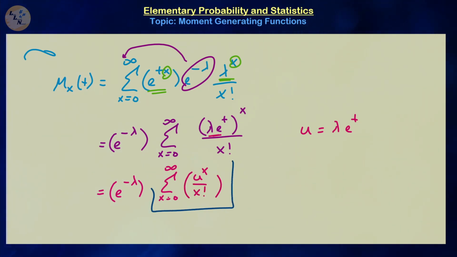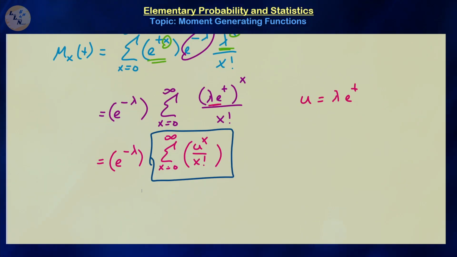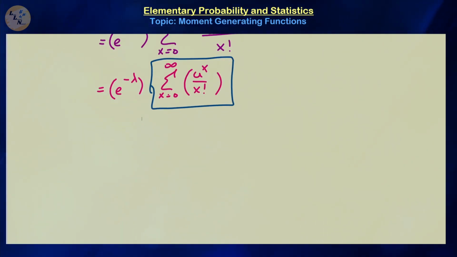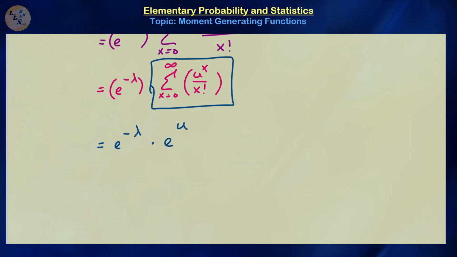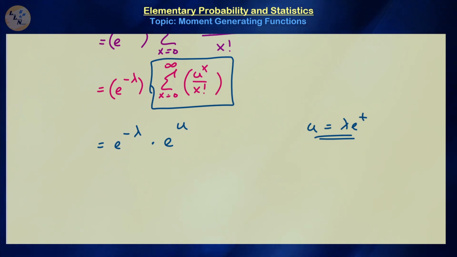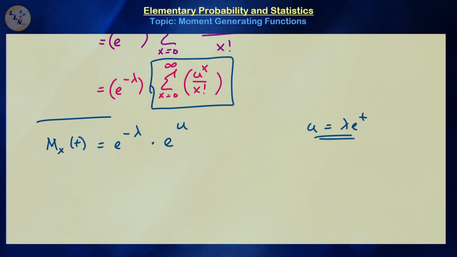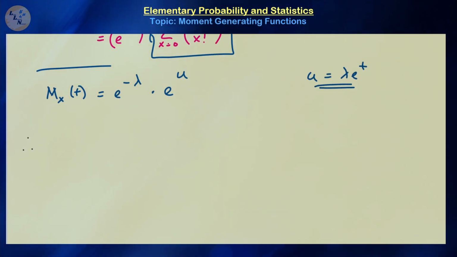This expression should look very familiar to you, at least if you've been paying attention so far. That's just the definition of e to the u, right? So this is just going to be equal to e to the minus lambda times e to the u, where u is equal to lambda e to the t. So this is the moment generating function for a Poisson random variable. Keep that in mind.